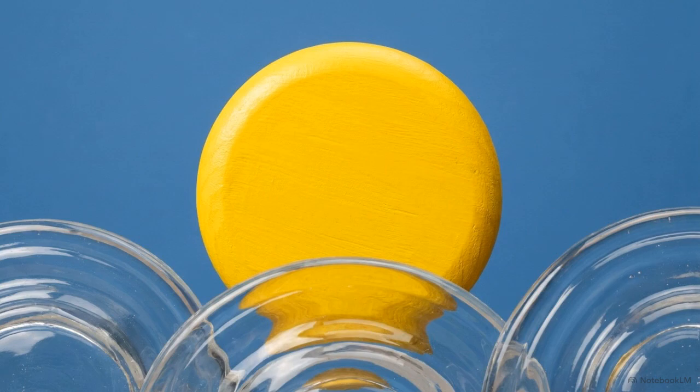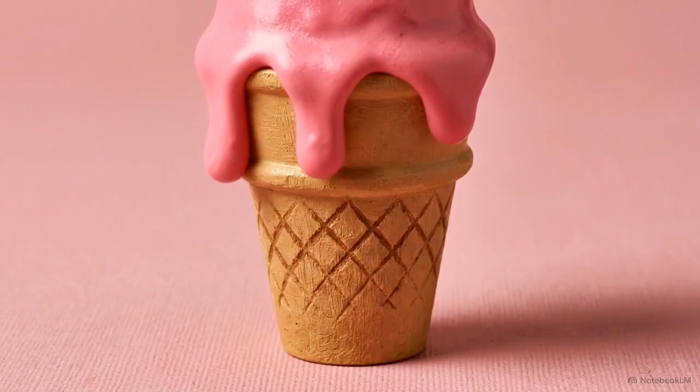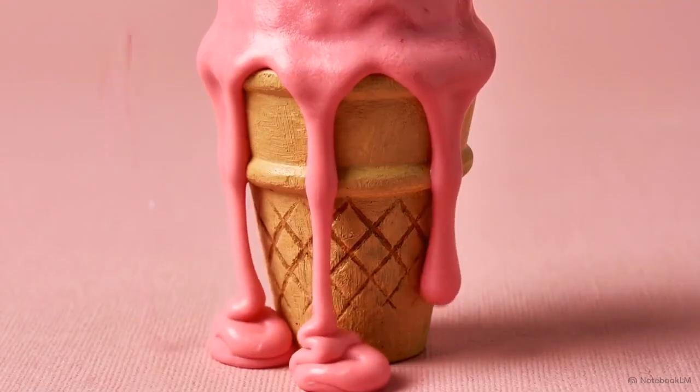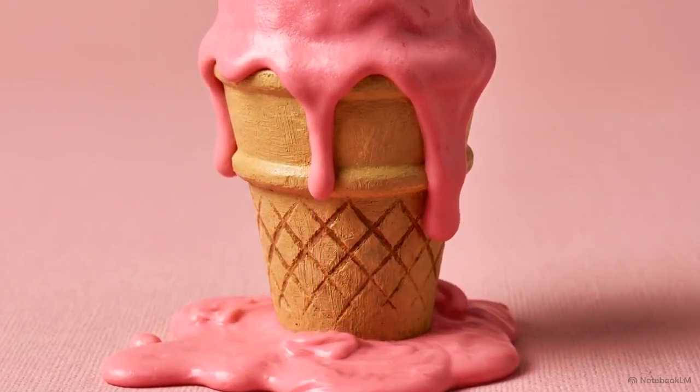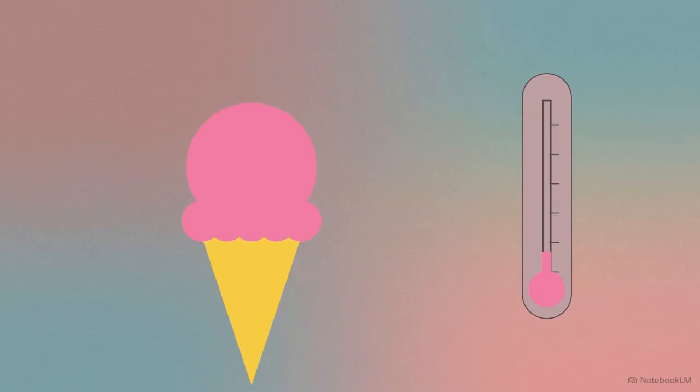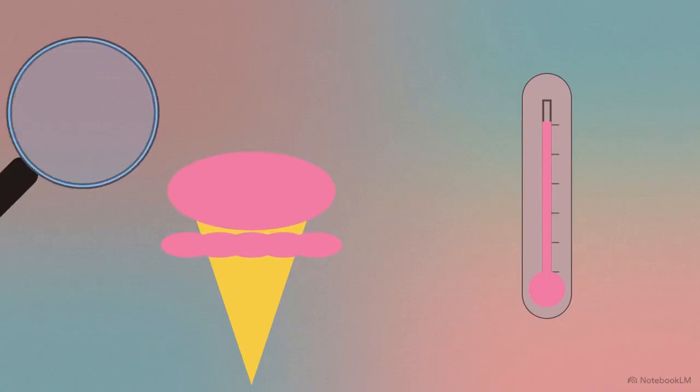Imagine you're outside on a hot day, ready to enjoy a cold ice cream cone. But before you can even take a bite, it starts collapsing into a sticky puddle. It happens so often we barely think about it, but a specific physical process is at work here. Why does the simple addition of heat destroy the hardness and shape of the treat?